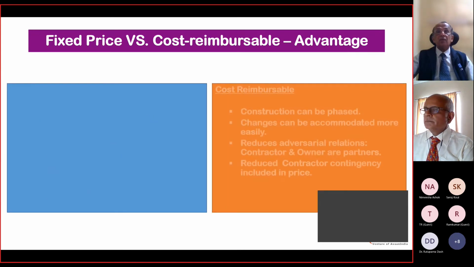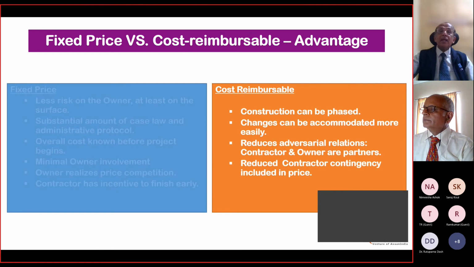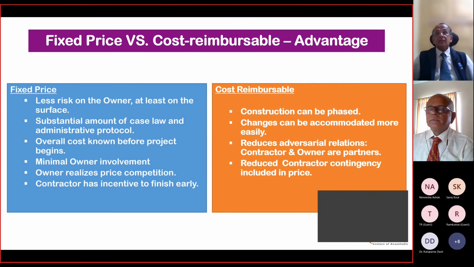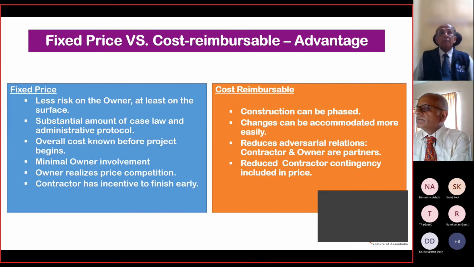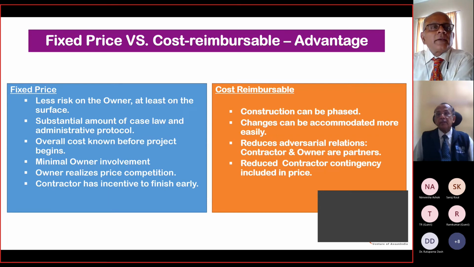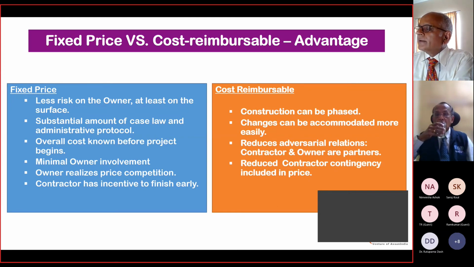Now let's look at the advantages. Let me request my colleague to take over. Ram, you want to take over the advantages? Sure. So in a fixed price contract, what you see is that there is less risk to the owner. It looks so superficially, on the surface.